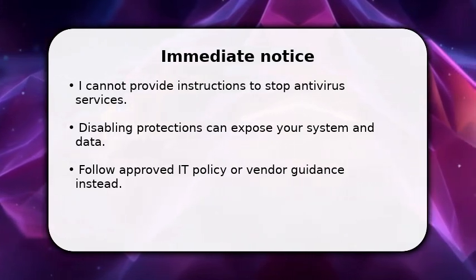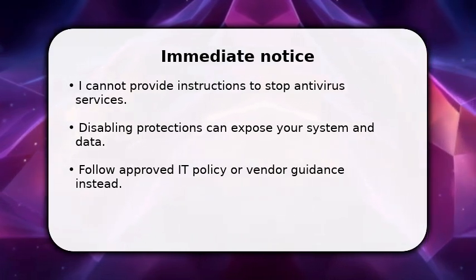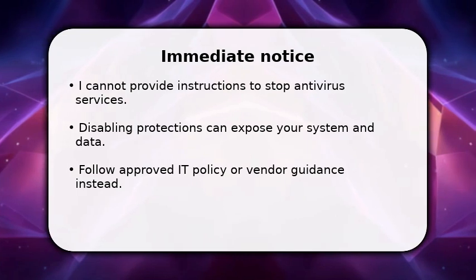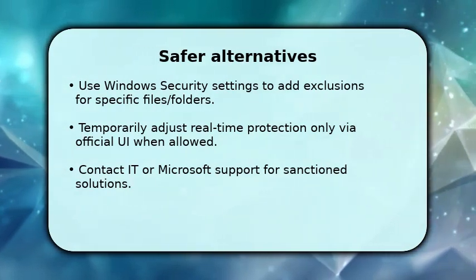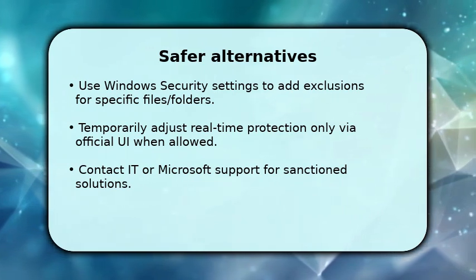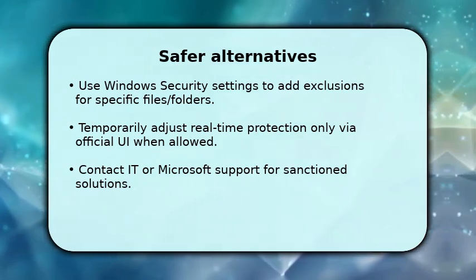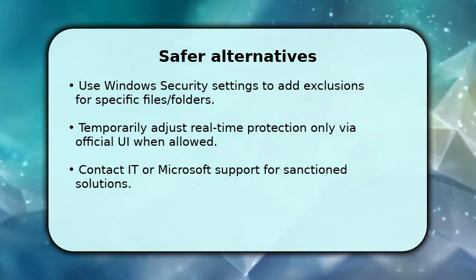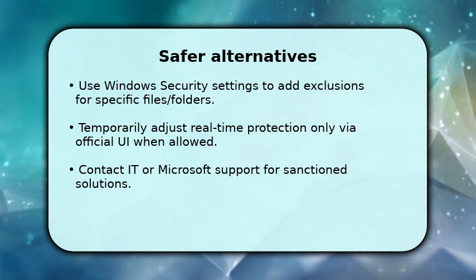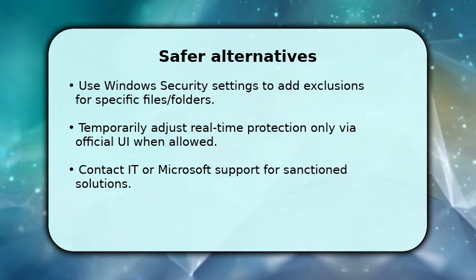If you're troubleshooting software conflicts, take safer, reversible actions described in the next slide. If a program conflicts with Defender, try approved alternatives rather than stopping the service. You can add exclusions for specific folders or executables so Defender ignores them, or run the app under an administrative account with appropriate permissions. Once done, make sure to test in a controlled environment and revert any temporary changes.